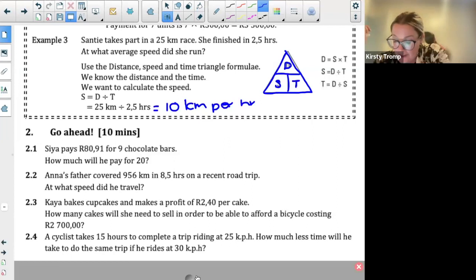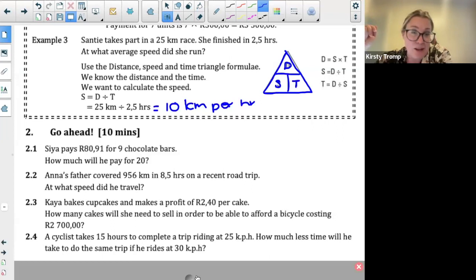Anna's father covered 956 kilometers in 8.5 hours. So highlighting this for you. So far, I've got distance, and then I've got time, on a recent road trip. At what speed did he travel? So I've got distance, I've got time, and now I've got speed.